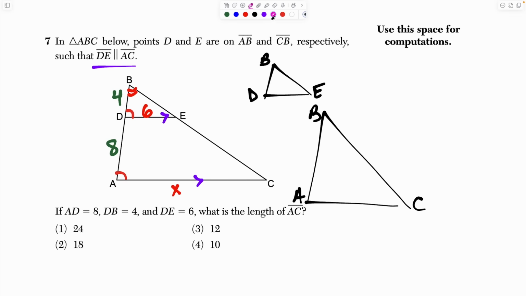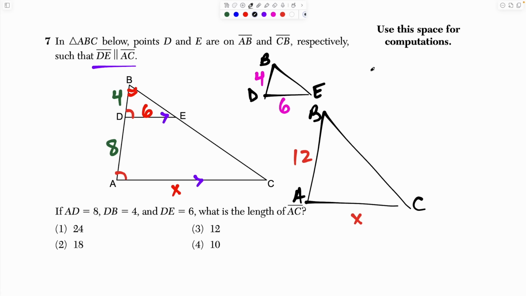So I'll just change colors here. We'll put this side is 4 units long, and this one is 6 units long. This down here, what we're looking for, AC, is X. But now AB, I would have to add 8 plus 4 is 12. And now that I have all this stuff set up here, I could set up a proportion to solve.